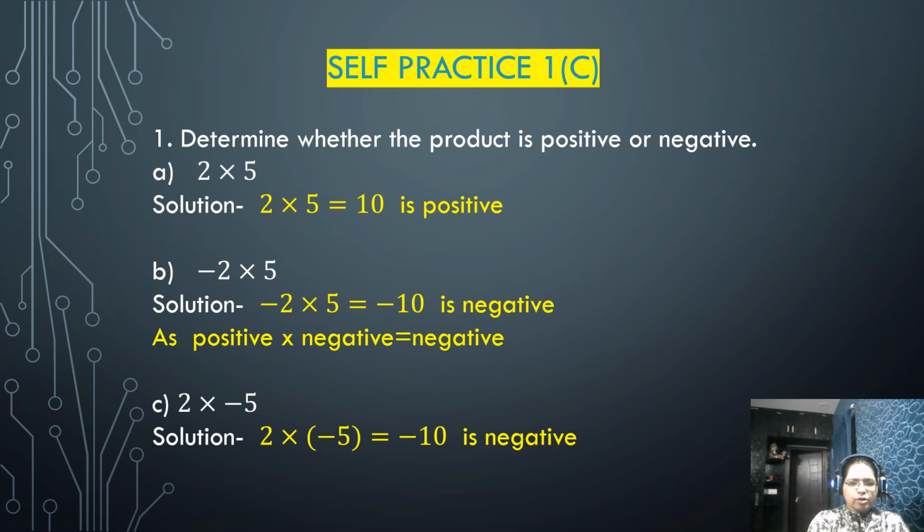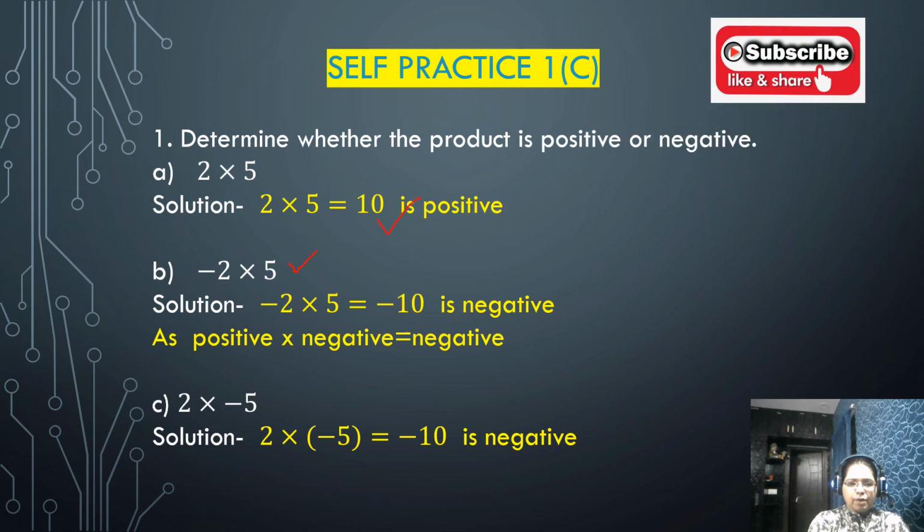Second part, minus 2 multiplied by 5. Minus 2 is a negative integer and 5 is a positive integer. Minus 2 multiplied by 5 is 10, and we know minus multiplied with plus, we get minus sign. So place the minus sign before the integer 10. So we get minus 2 multiplied by 5 is minus 10 and minus 10 is negative. As you know, positive multiplied with negative integer, we get negative integer. Plus multiplied by minus, we get minus.